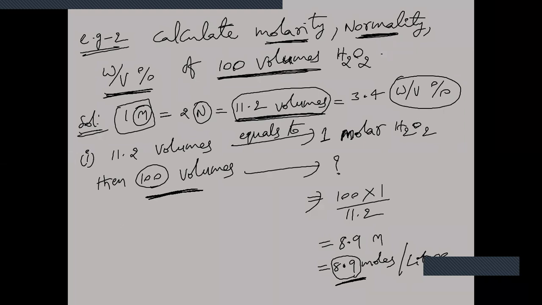Now, second, after calculation of molarity, then what did they ask to calculate? Second one, normality. How to calculate normality? Tell me. 11.2 volumes is equal to 2 normal. Then 100 volumes equals how much? Like that we have to calculate.